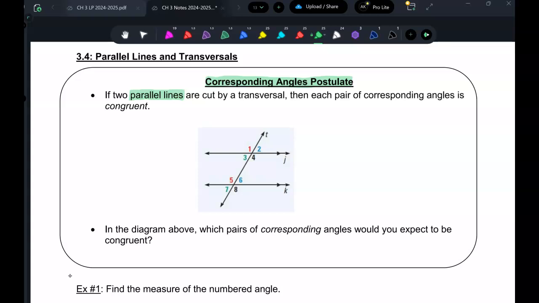Okay, so if we have parallel lines, then corresponding angles are going to be congruent, okay? So here's a set of lines. J and K are parallel to each other. We could see that. Remember how we write that? J is parallel to K.